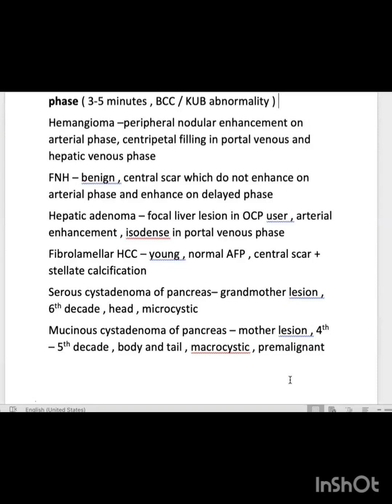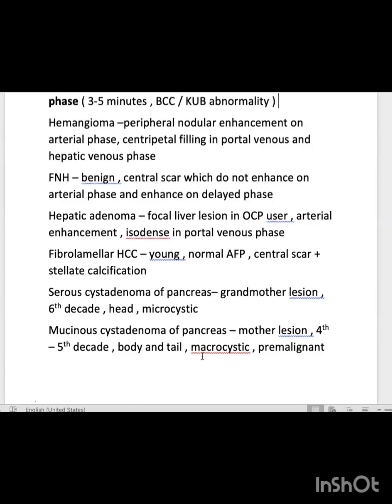Nowadays, if you get a liver SOL and you get a characteristic arterial phase enhancement and venous washout on CT scan, you do not need to do a biopsy to diagnose hepatocellular cancer. Coming to focal nodular hyperplasia, it is usually benign. How will you diagnose it? There will be a central scar which will not enhance on arterial phase and they will enhance on delayed phase.